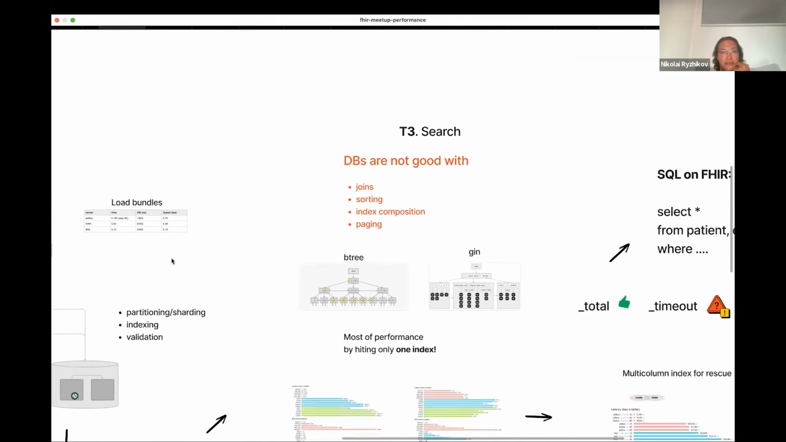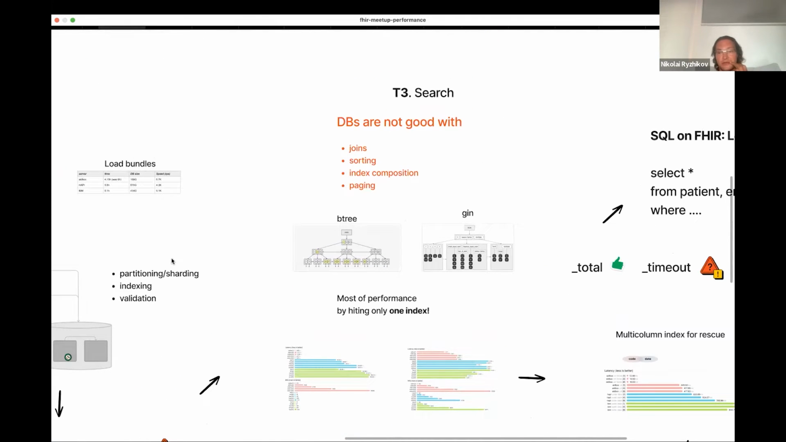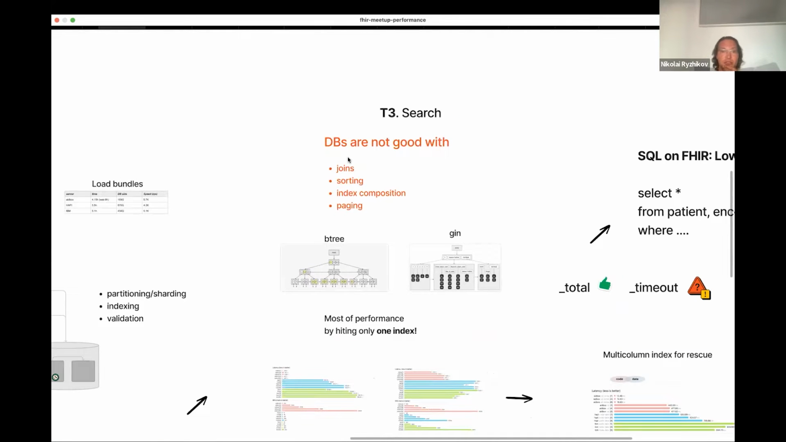Okay, another trade-off is search. The FHIR search is full of trade-offs because the databases behind the FHIR search are full of trade-offs. It's sad, but databases are not perfect. They are not ideal. They're not good in several things which we expect they're good at. They're not good in joins. They're not good in sorting. They're not good in index composition.